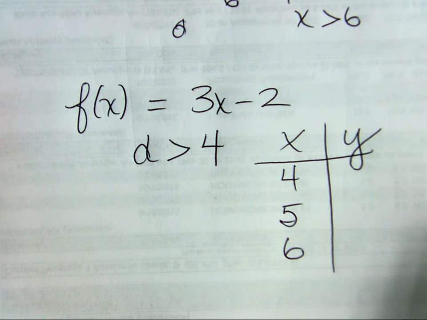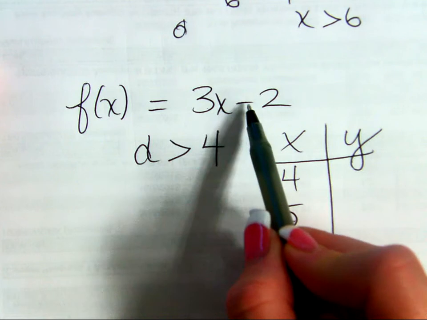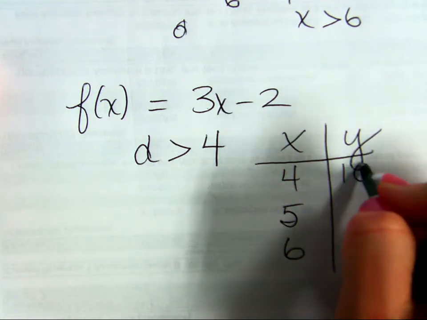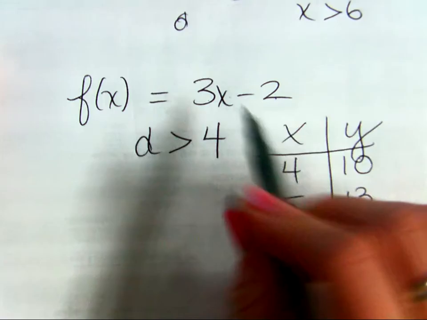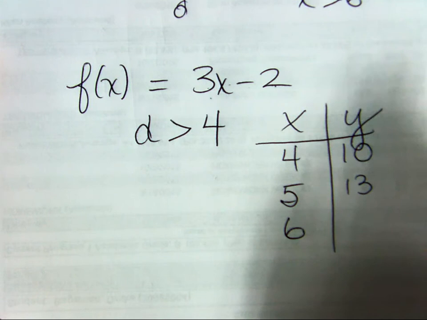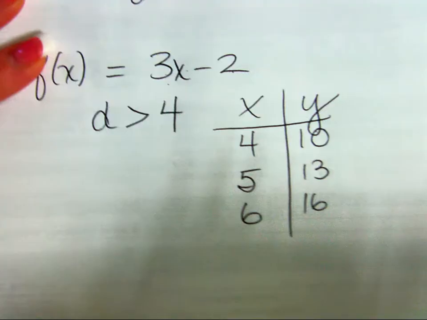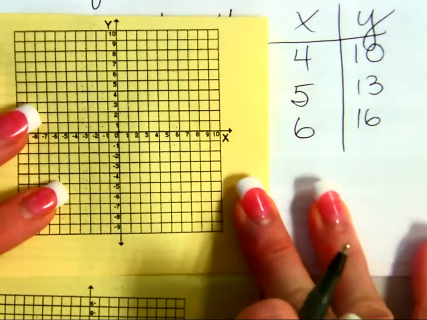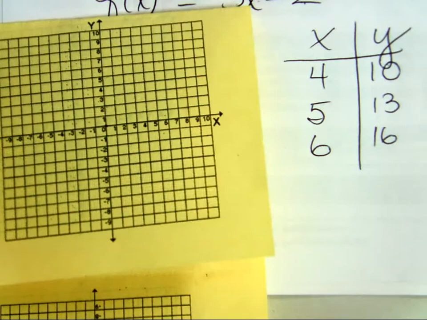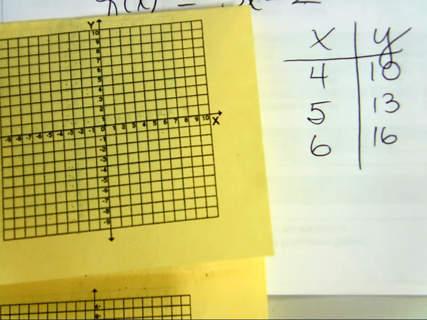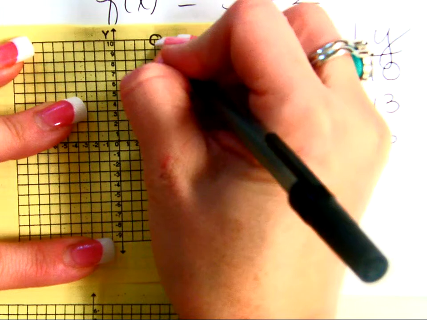Did you choose 4, 5, 6? Okay. 4 times 3 is 12. 12 minus 2 is 10. 15 minus 2 is 13. 18 minus 2 is 16. Okay, and I know your graph doesn't go up that high, but I should have chosen better numbers. But now looking at this, watch what I do. I go to 4, 10, except I would what? I put an open circle, right? Because at 4, 10, 4 is not part of my domain.